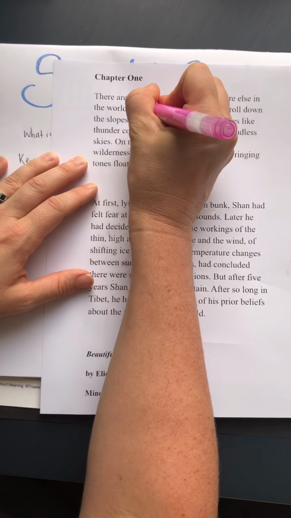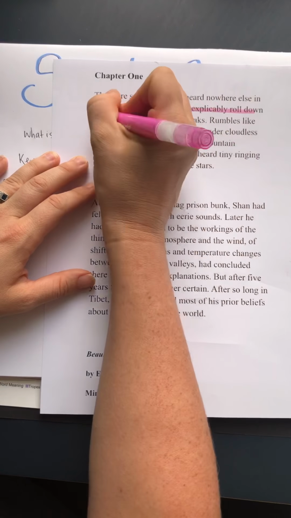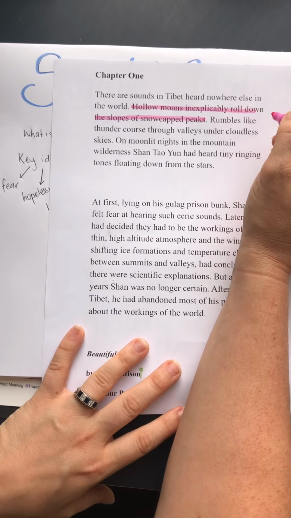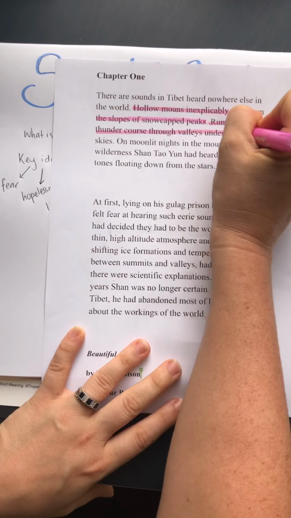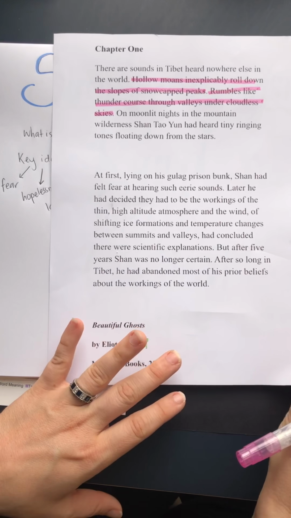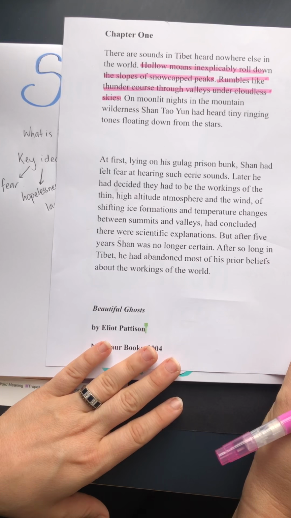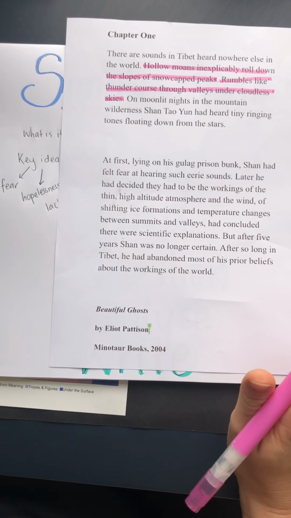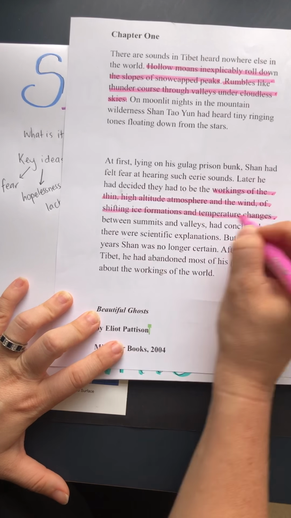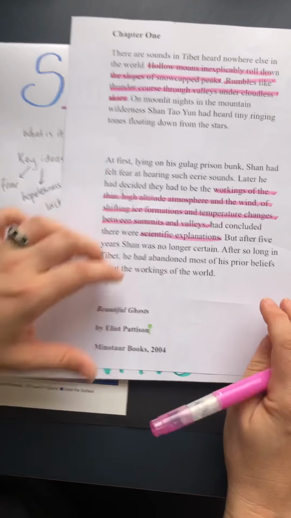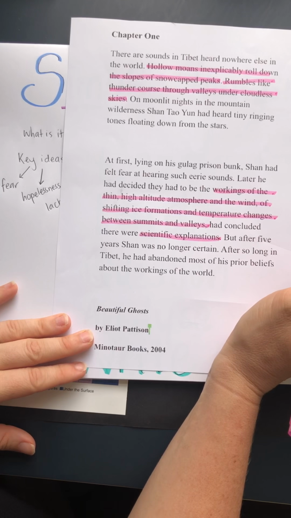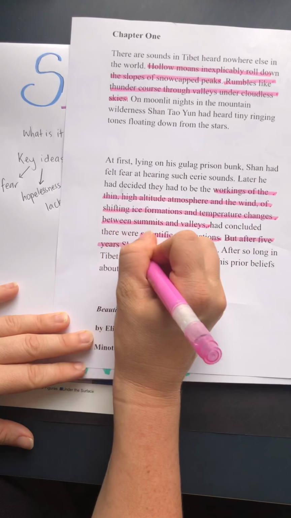So for fear: "Hollow moans inexplicably roll down the slopes of snow-capped peaks." That beautiful line. "Rumbles like thunder course through valleys under cloudless skies." Also another beautiful line. "On moonlit nights." I might skip that one over. "At first, lying on his gulag prison bunk, felt fear at hearing the eerie sounds. Later, he decided that they were the workings of thin, high-altitude atmosphere and the wind of shifting ice formations and temperature changes between summits and valleys." There's some scientific explanations. And then we have the most powerful word in the English language, "but was no longer certain." I might be able to use that.